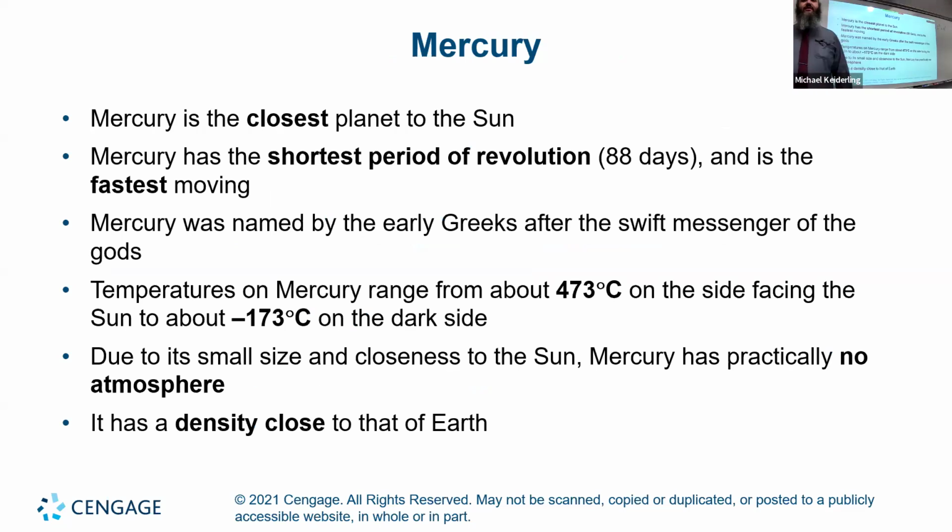So, Mercury is the closest planet to the sun. It has the shortest period of revolution. It only takes 88 days to travel around the sun and is the fastest moving. Its rotation is exactly 2/3 of its revolution, so it's about 58 days or something like that.